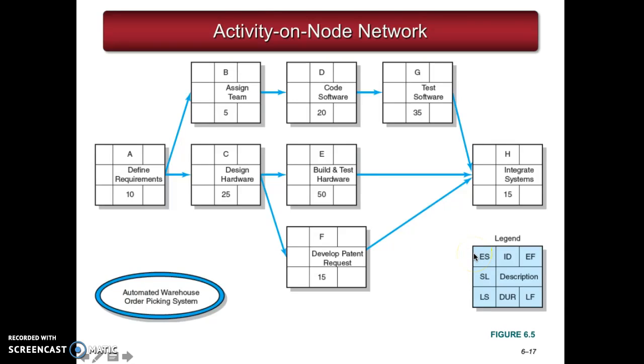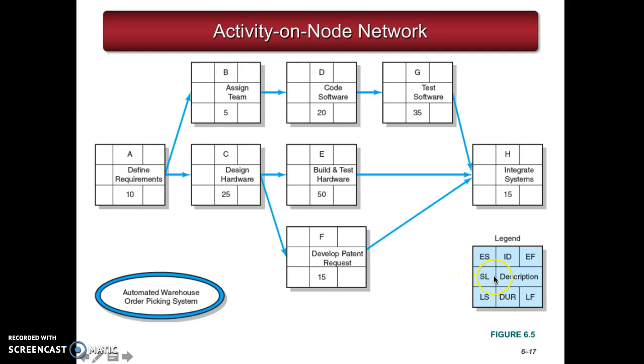The box on your upper left corner is your early start, and on the upper right corner, your early finish. How early can you start? How early can you finish? Late start and late finish go on the bottom left and right. How late can you start? How late can you finish? This is the duration for each activity.